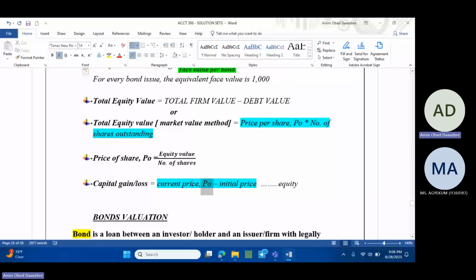So the current price is the one that we are going to compute in this lecture. And the initial price, that one will be given to you. Right? This one is the old price. This one is new, and this one is old. So 30.